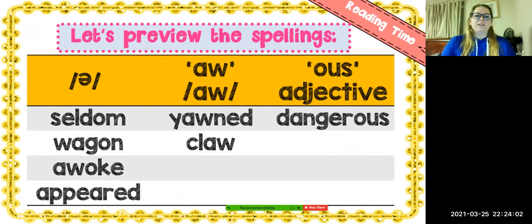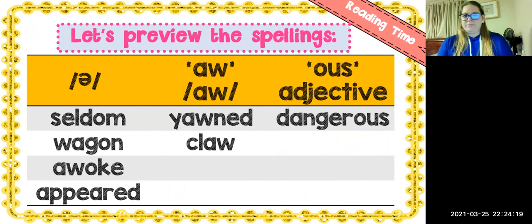All right, so some of our spellings that we're going to see in this story today. We have the schwa sound in seldom, wagon, awoke, and appeared. We have the aw sound with AW in yawned and claw. And we have the us adjective. And the word that has the us in it that is an adjective is dangerous.